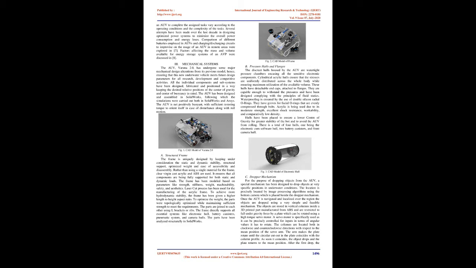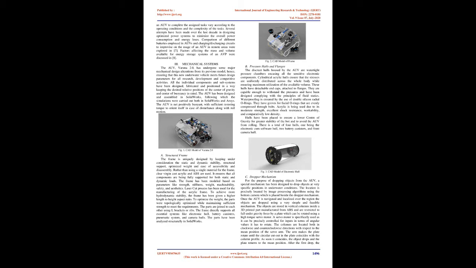Waterproofing is ensured by the use of double silicon radial O-rings. They have grooves for facial O-rings that are evenly compressed through bolts. Acrylic is being used due to its moderate strength, excellent shock resistance, workability, and comparatively low density. Hulls have been placed to ensure a lower center of gravity for greater stability of the bot and to avoid the AUV from rolling. There is a total of 4 hulls, one being the electronic cum software hull, 2 battery canisters, and front camera hull.